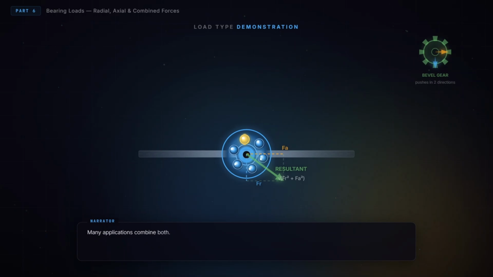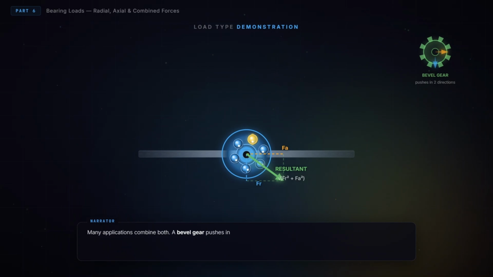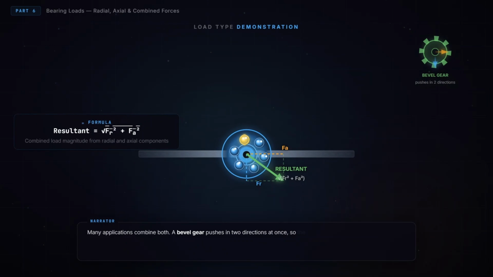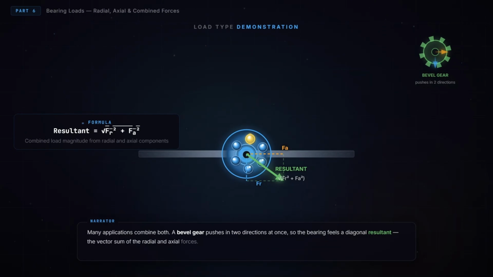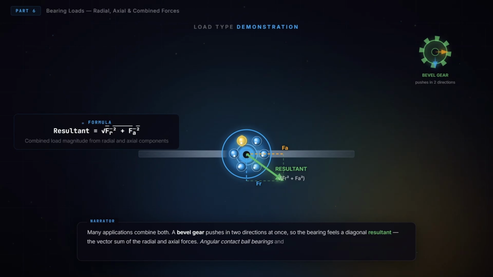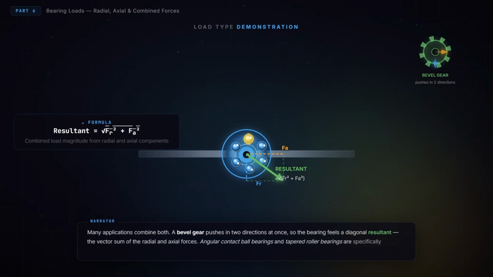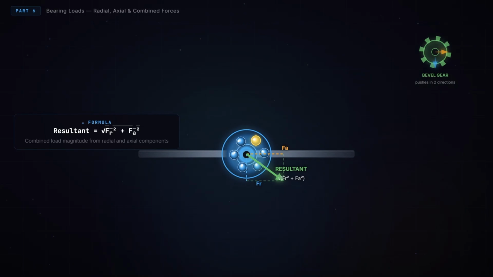Many applications combine both. A bevel gear pushes in 2 directions at once, so the bearing feels a diagonal resultant, the vector sum of the radial and axial forces. Angular contact ball bearings and tapered roller bearings are specifically designed for combined loads.